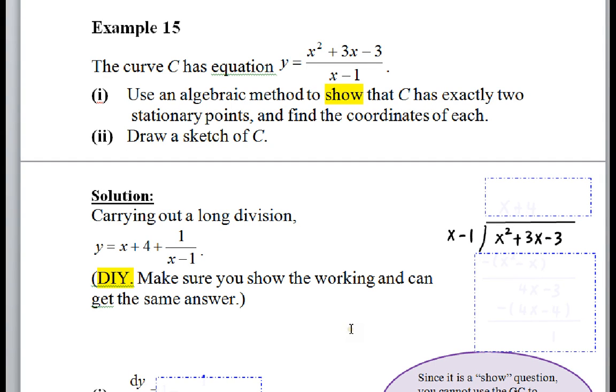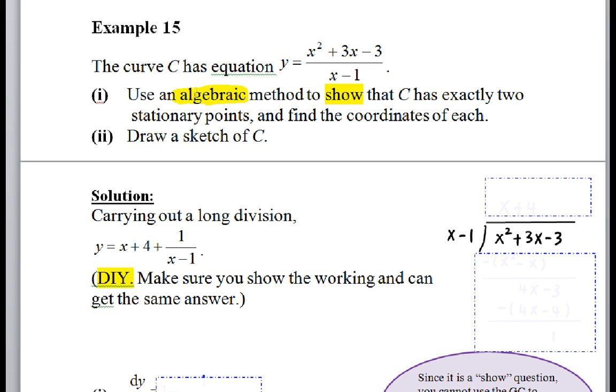Okay, example 15. Look up. You have this improper again. Use an algebraic method. Keyword. Do you all understand this word, algebraic method? Yes, very good.